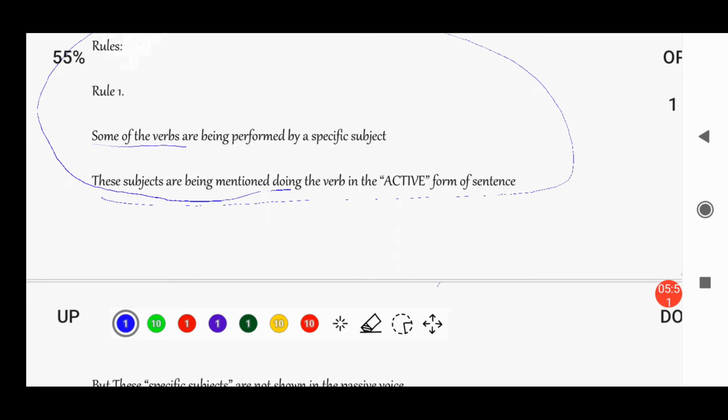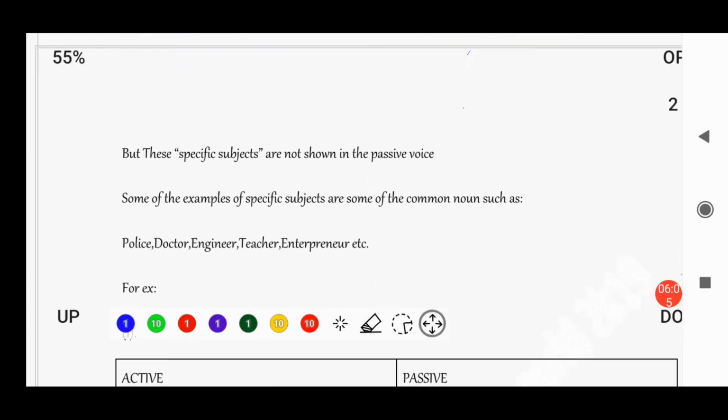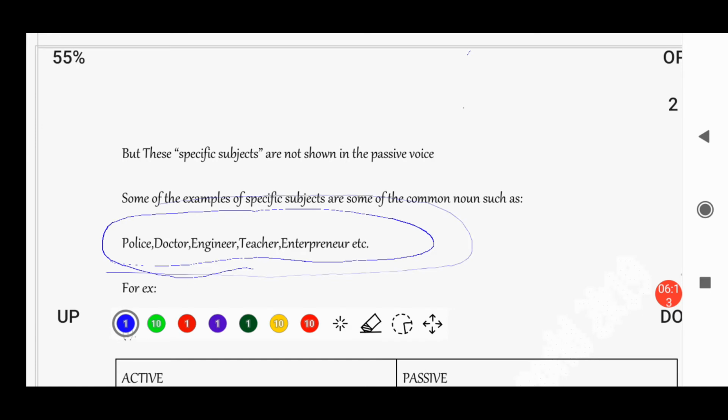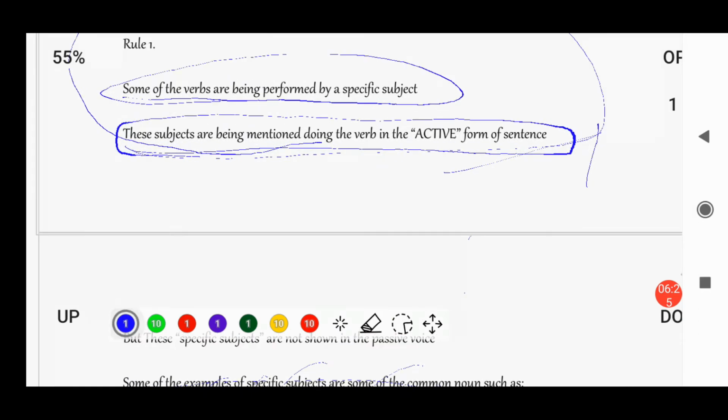Some of the verbs are being performed by a specific subject, and these subjects are mentioned with the verb in the active form of the sentence. I am talking about some specific words, and those are common categories, such as police, doctor, engineer. These are the specific subjects. Police always do the work. Police is always the same. Doctor is always the same. Anyone can be an engineer, anyone can be a doctor, but the engineer category will always remain. These are some of the specific subjects which always remain there.